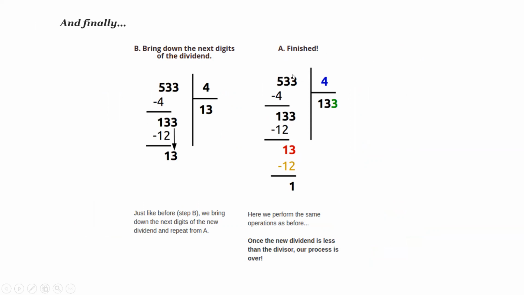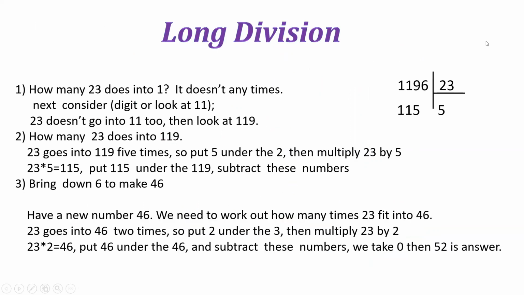So when we divide 533 by 4, the quotient is 133 and the remainder is 1. Next example with the long division method. We need to divide 1196 by 23.